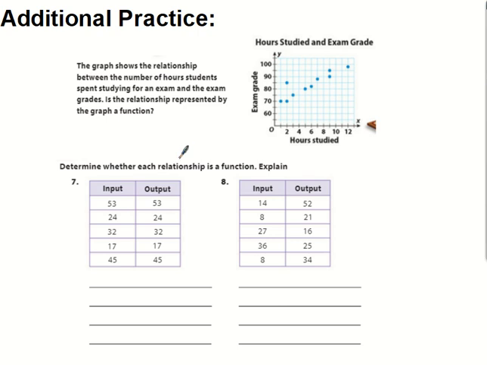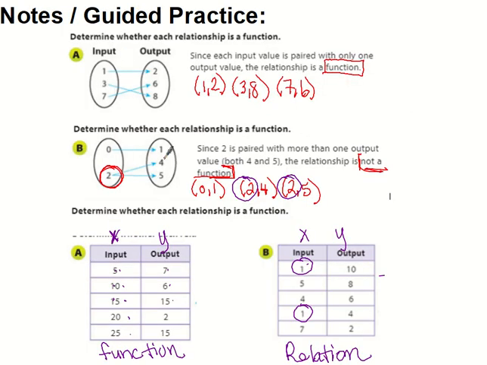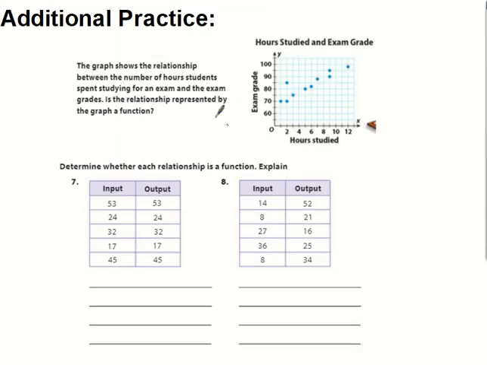All right, so we've looked at a diagram. We've looked at a table. And then we're going to look at a graph. So the graph shows the relationship between the number of hours students spent studying for an exam and the exam grades. Is the relationship represented by the graph a function? So we, again, want to look mainly at our x's, and we want to see if there's 2 for every x. So if we look at 1, there's only 1 point. If I look at 2, I have 2 points right here. That means 2 outputs came out for 1 input.